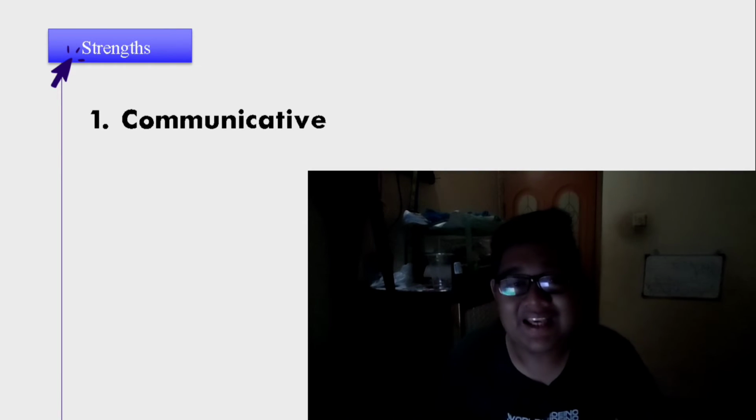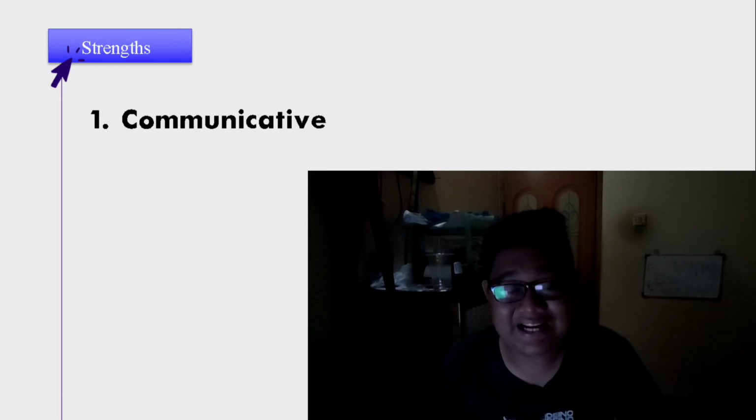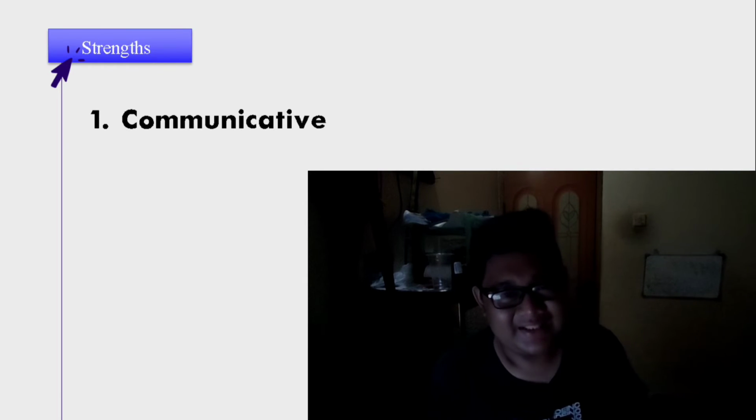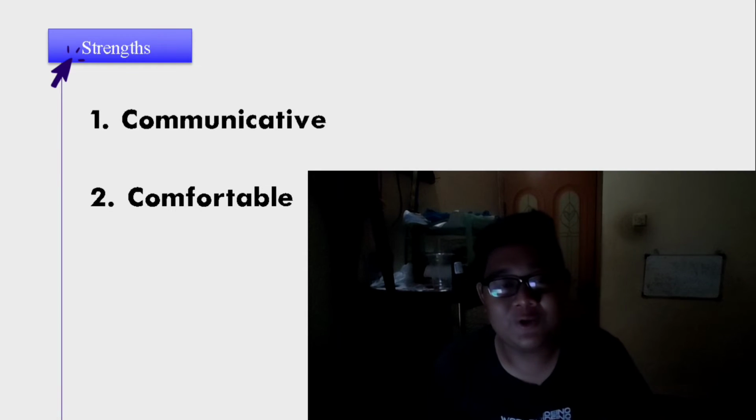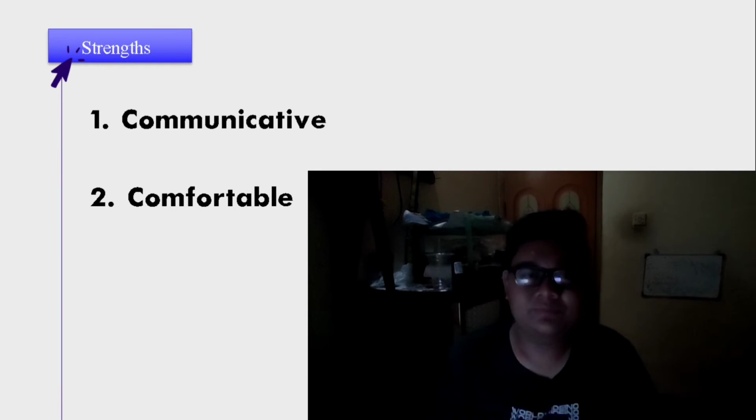The first C is communicative. So students can choose their conversation topic in order to encourage their intention to speak. The second C is comfortable. So this method doesn't force the student to use the target language. In other words, the student also can use their mother tongue.